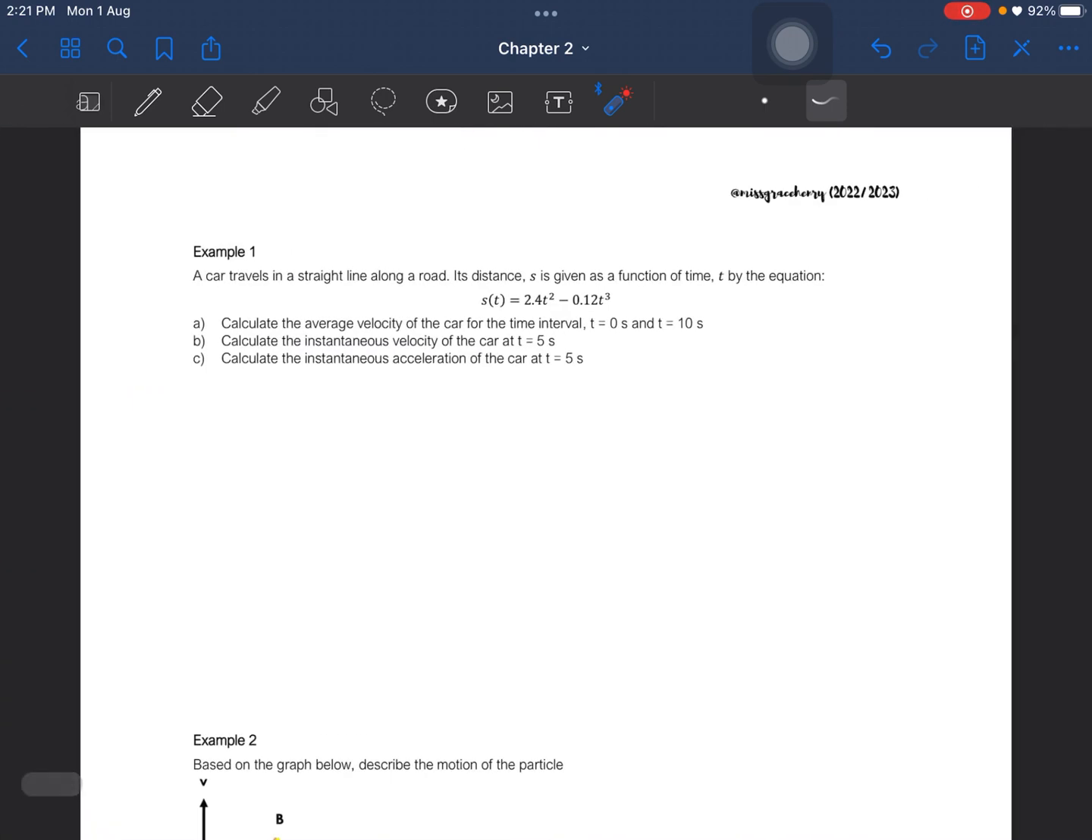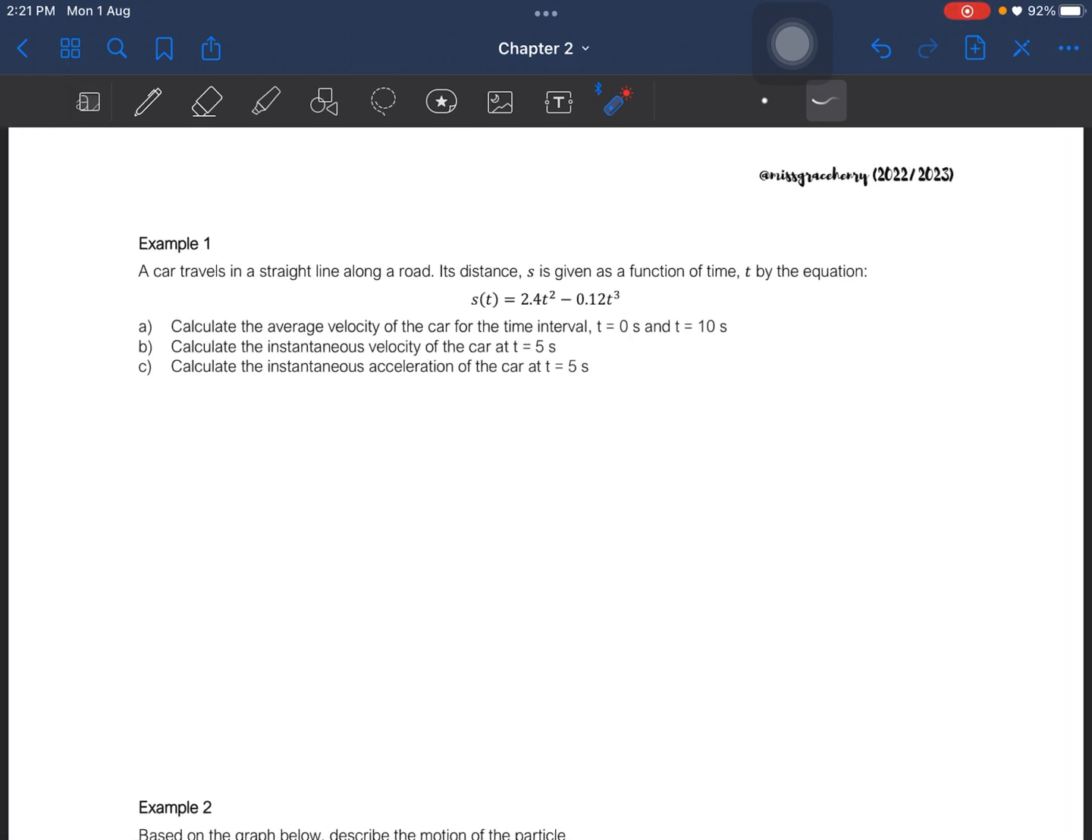Let's look at example number 1. A car travels in a straight line along a road. Its distance s is given as a function of time by this equation here. We have to calculate the average velocity of the car over the time interval of 0 seconds to 10 seconds, and then calculate the instantaneous velocity of the car at 5 seconds and the instantaneous acceleration at 5 seconds as well.